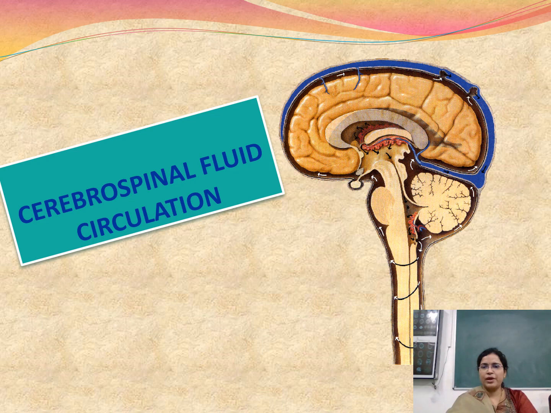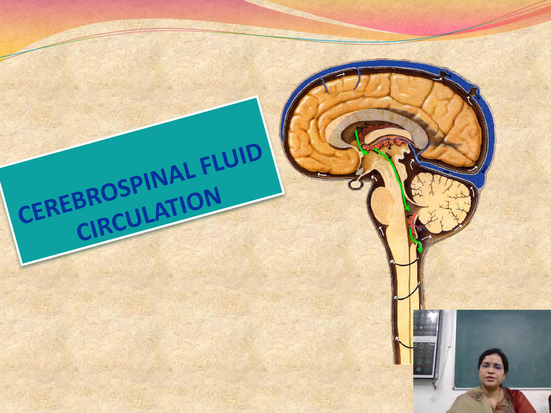Cerebrospinal fluid circulation. From the lateral ventricles, it is secreted by the choroid plexus of the lateral ventricle. Almost 80 to 90% of the CSF that is produced goes into the third ventricle, and from the third ventricle to the fourth ventricle via the aqueduct of Sylvius. The rest of the CSF is produced by the choroid plexus present in the fourth ventricle.